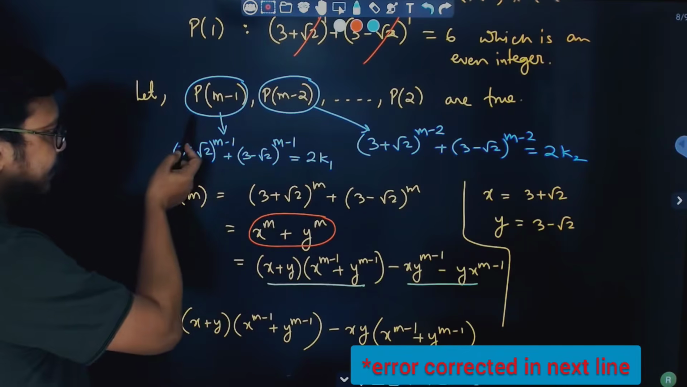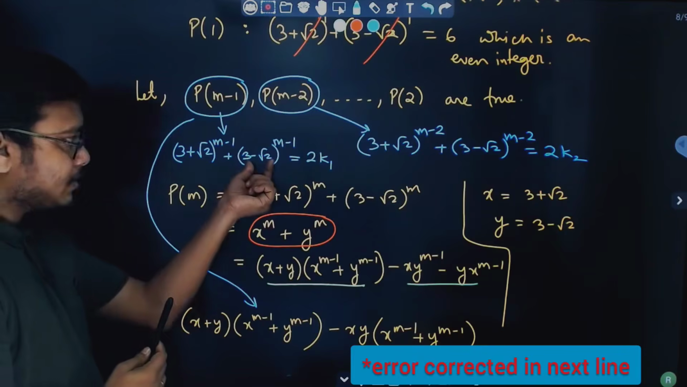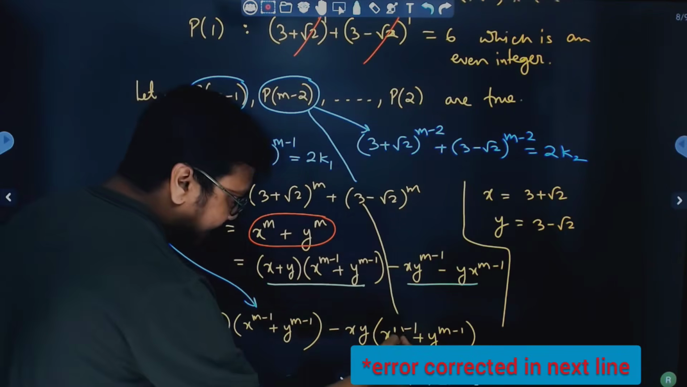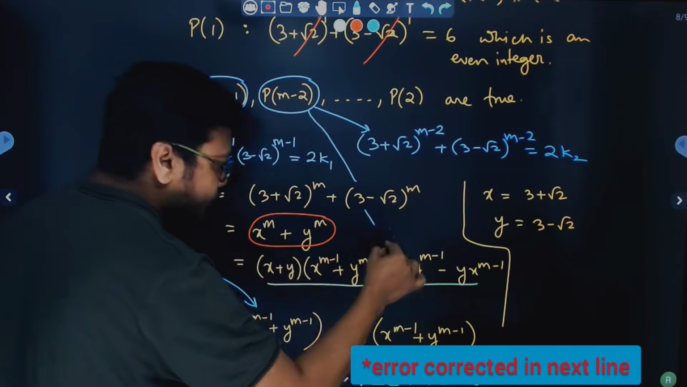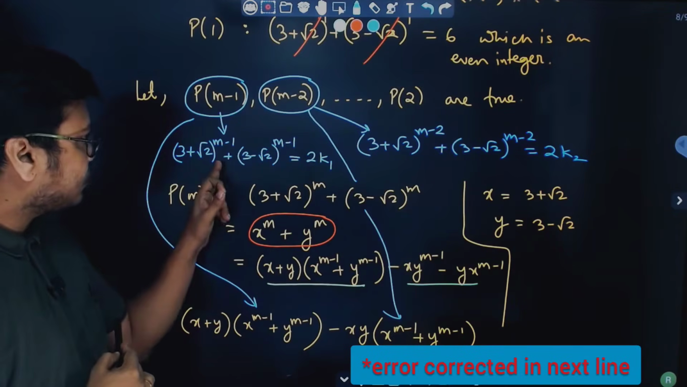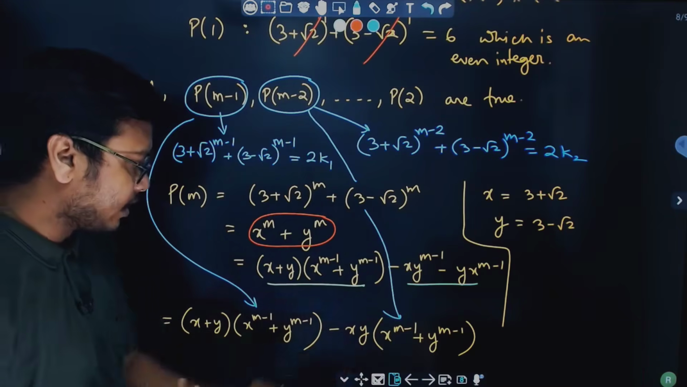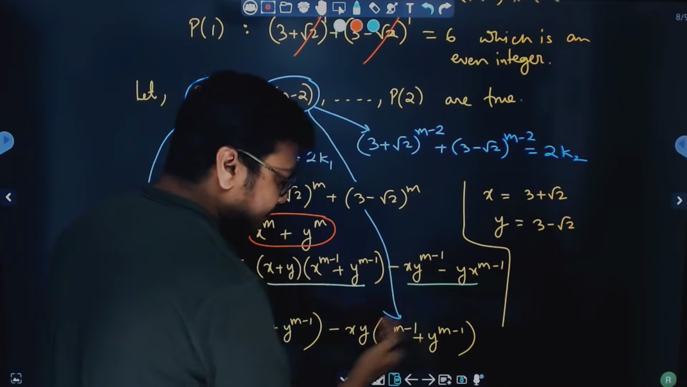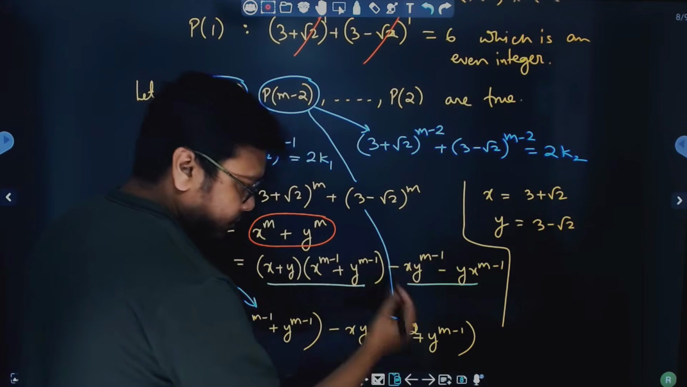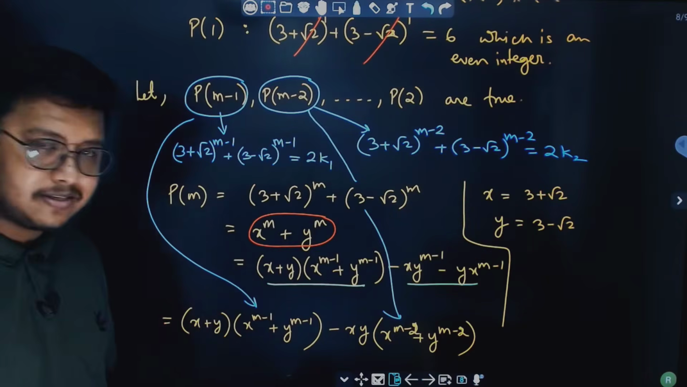this was my m minus 1th statement, x to the power m minus 1 plus y to the power m minus 1. This was my m minus 2th statement. This was my m minus 1th statement, and did I write that correctly? Sorry, I think I have made a little mistake here. If I take x and y common, I should be having x to the power m minus 2 and y to the power m minus 2. Okay, sorry for that miscalculation.